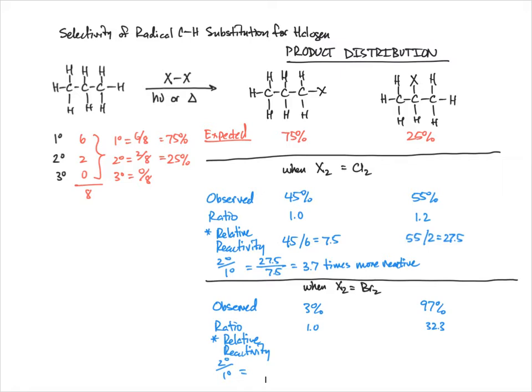Let me ask you a question, and you can answer in the chat. Using this analysis of relative reactivity, what number should I write here and here for bromine? For bromine, the relative reactivity of the primary hydrogen should be what?